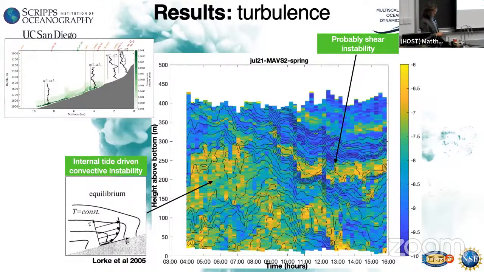But what we love about these data is that they actually are really resolving the processes that are breaking in the ocean. Each of these vertical strips is a profile of epsilon, log epsilon, this turbulent kinetic energy dissipation rate. The black lines are the isotherms. Each vertical column is one profile, and we do them about every 13 minutes or so. So we're pretty resolved.